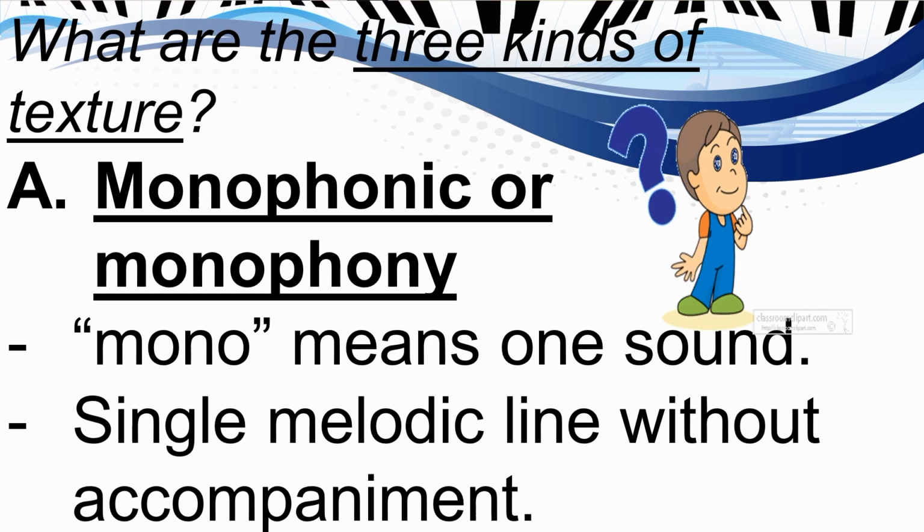Therefore, while I'm singing Are You Sleeping, Brother John, that is already an example of monophonic texture because I am singing one melody of the song, and most especially, I didn't use any accompaniment. Accompaniment means any kind of musical instruments. Again, while singing Are You Sleeping, Brother John in a cappella, that is an example of monophonic texture.